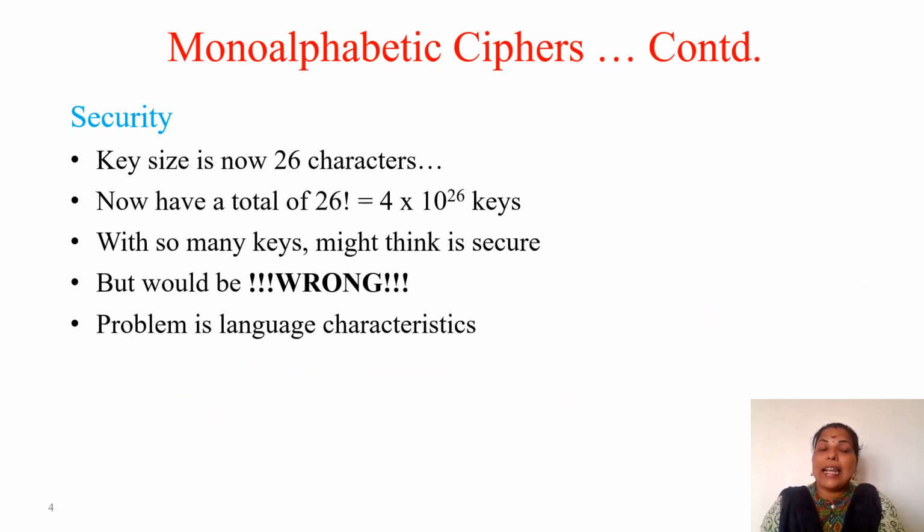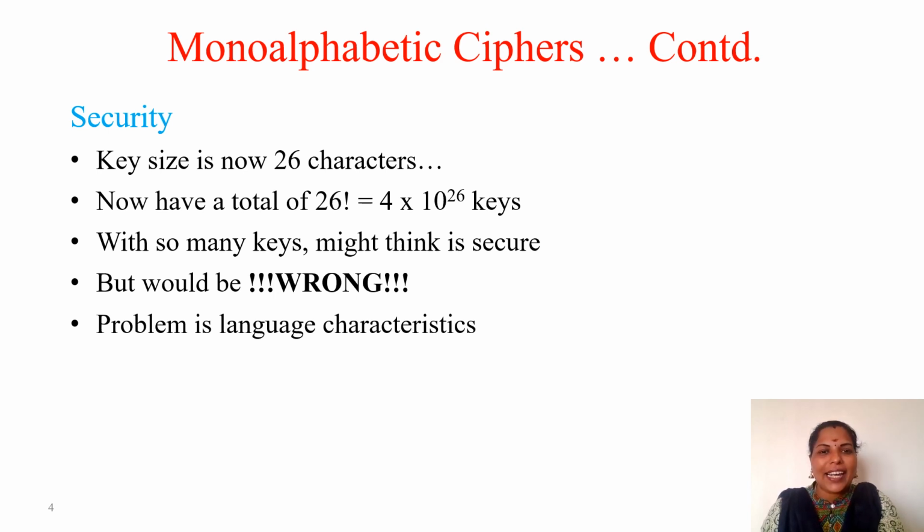Analyzing the security of this monoalphabetic cipher, the key size is now increased to 26 characters. So we have 26 factorial different combinations. Suppose I give all of you one plaintext and ask you to use a monoalphabetic cipher. Each one of your keys would be different because you are not discussing with others or using any technique others are using. Simply by shuffling randomly, you get different ciphertext. So we feel that there are totally 26 factorial keys.